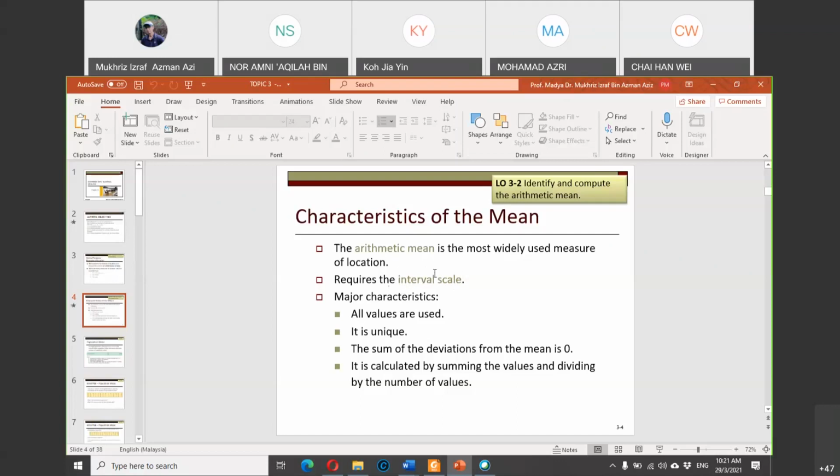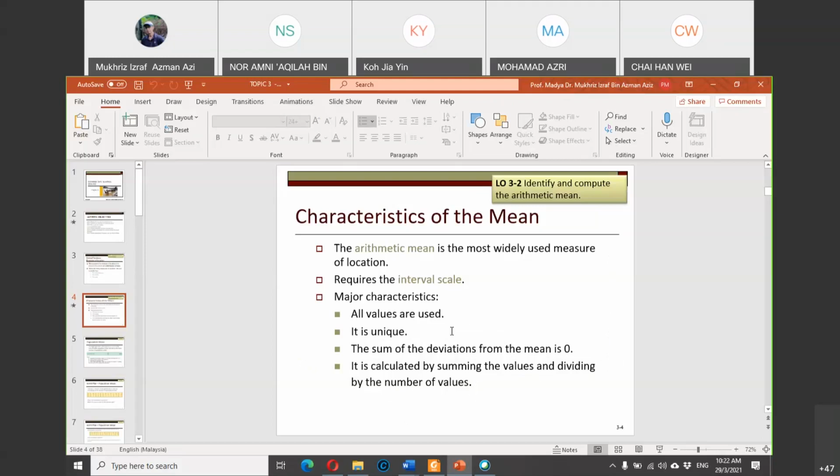The first characteristic is that all values are used. When you want to calculate the mean, if you have 10 numbers, you need to use all 10. It is also unique, meaning there is only one value of the mean for one set of observations. And the sum of deviations from the mean is 0. This one I will show later from the slide, what it means that the sum of deviations from the mean always equals 0. The formula is basically that you add everything and divide by the number of values. If you have 10 numbers, you add all 10 up and then divide by 10.